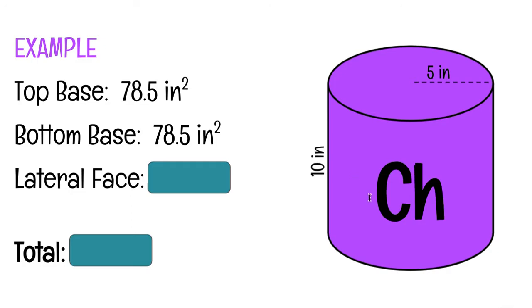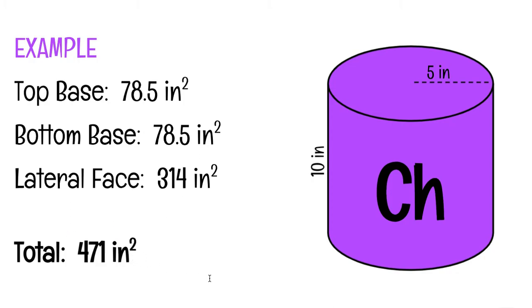And then for the lateral face, we're going to do the circumference times the height. Circumference is pi times diameter. So if halfway across the circle is 5, all the way across would be 10. So we're going to do 3.14 times 10, and then times 10 again because that is the height. And we get 314. Then to find the total surface area, we're just going to add up these 3 numbers. So our final answer is 471 inches squared.